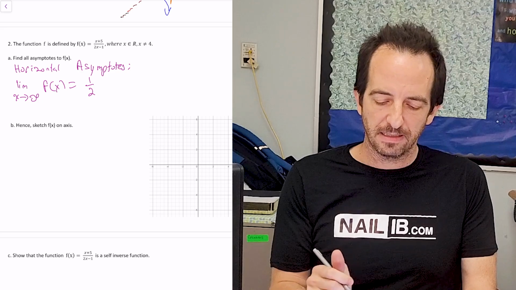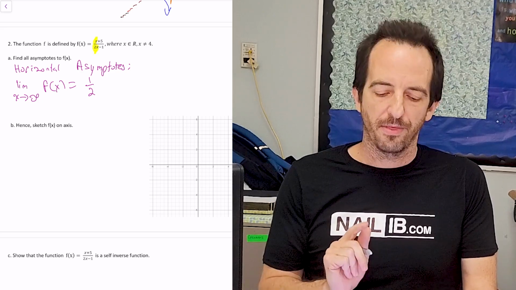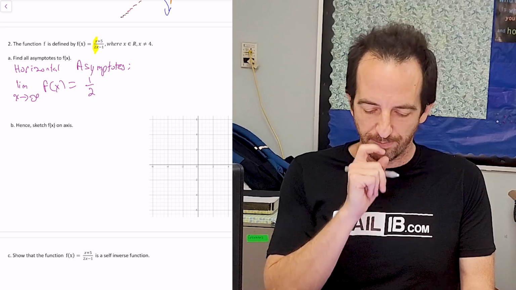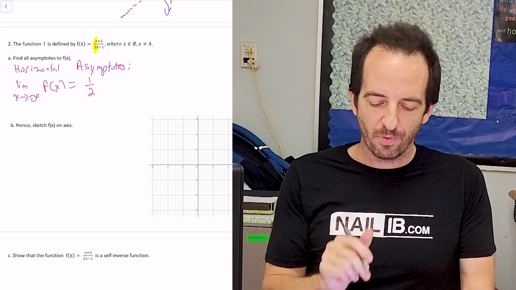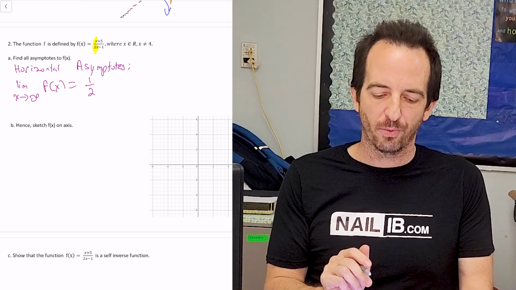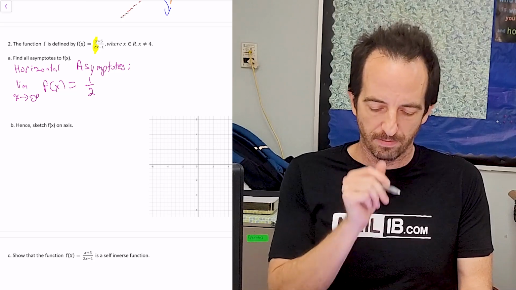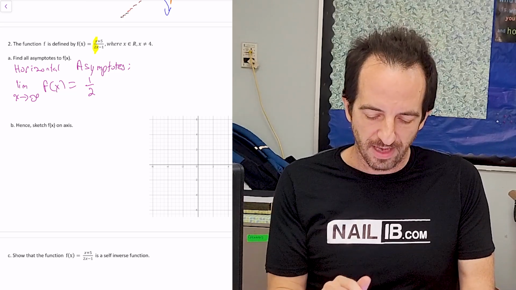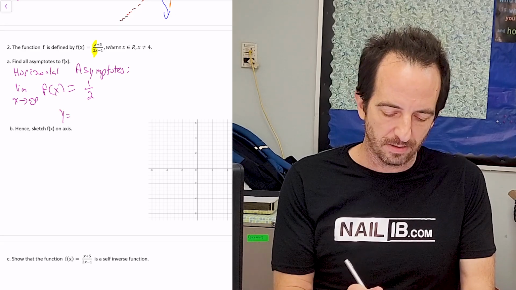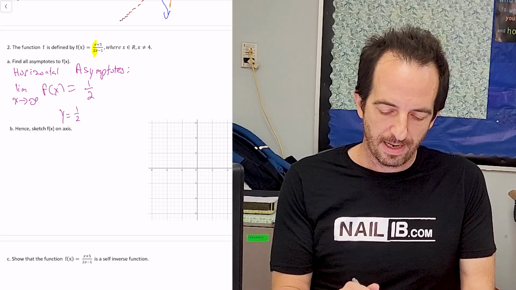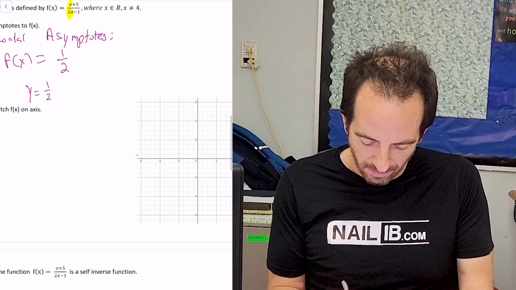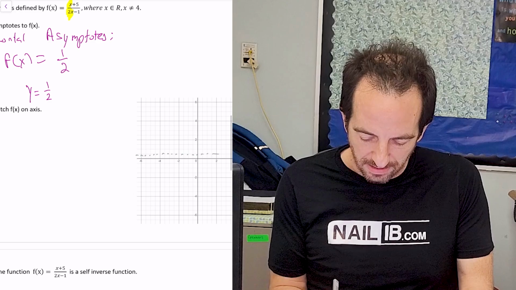And the reason is because the leading degree, or the foremost degree, in the numerator and the denominator are equal. It's both degree 1. And therefore, the horizontal asymptote is going to be determined by the ratio of the coefficients, 1 to 2. So 1 to 2 is going to be equal to 1 over 2, which means our horizontal asymptote, y, is equal to 1 over 2. And we could draw that into the graph. So that is somewhere over here. That would be my horizontal asymptote.